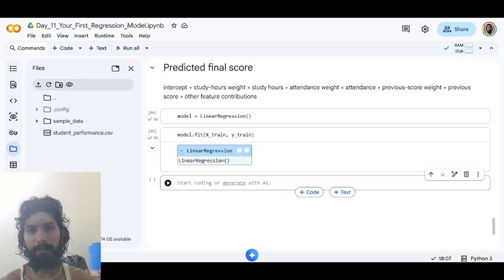Now let us use the trained model to predict scores for the testing set. So predictions equals model.predict(X_test). Before running this cell, predict the output format. Will we get one number or multiple numbers? We should receive one predicted final score for every row in X_test. Run the cell.